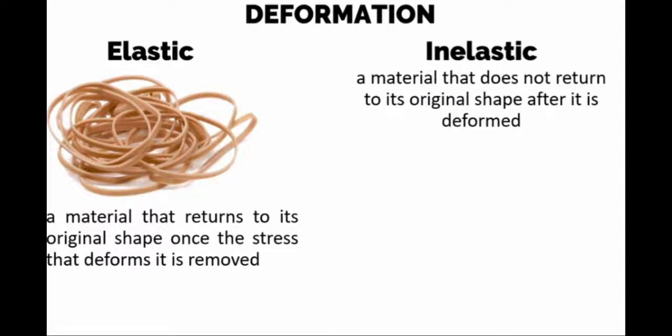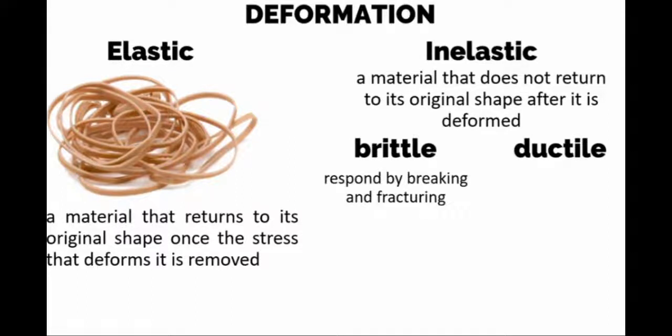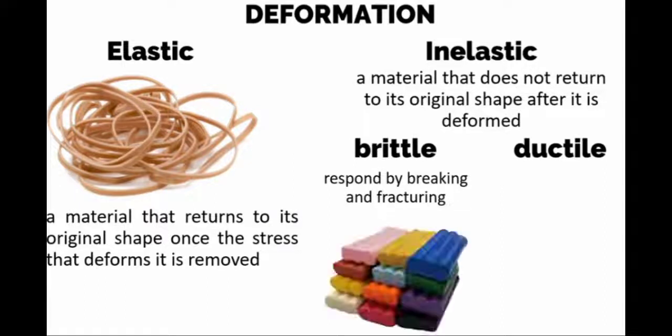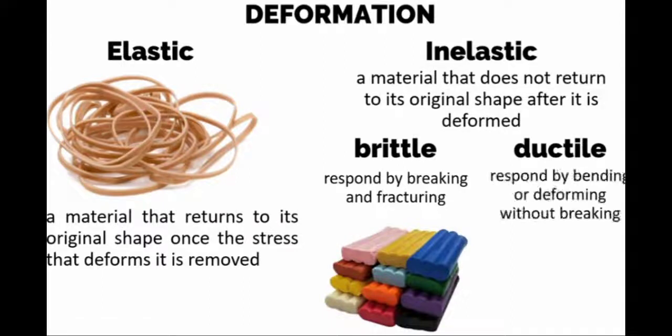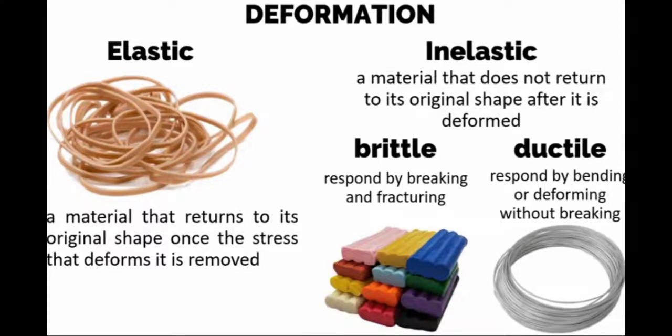Now, we say that it's inelastic when a material does not return to its original shape after it is deformed. And there are two kinds of inelastic materials, the brittle and the ductile. Okay? When we say brittle, they respond by breaking and fracturing. So it gets destroyed. Okay? One example is clay. When we say it's ductile, it responds by bending or deforming, but without breaking. Okay? It's just deformed. One example is a metal wire.